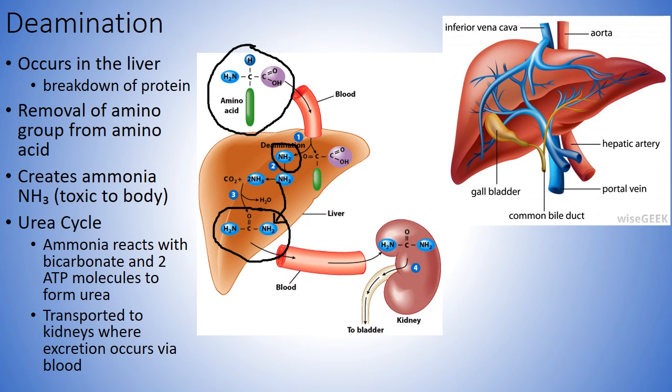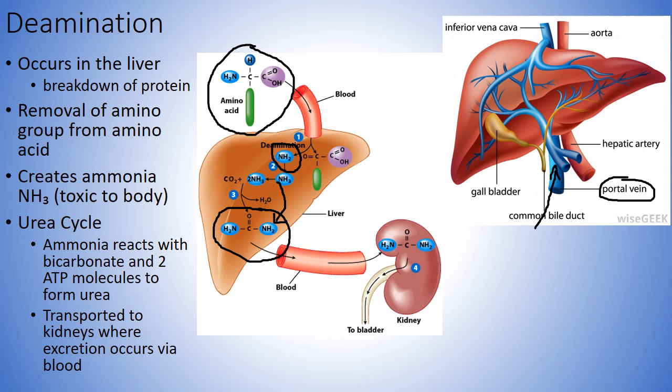Interestingly enough about the liver, all of the organs or most of the organs, let's say the stomach, the spleen, the small intestine, the pancreas, all of these organs, when bringing blood back to the heart from those organs, that blood will make its way through what's known as the hepatic portal vein. So all of the abdominal organs that are bringing blood back to the heart go through this hepatic portal vein.